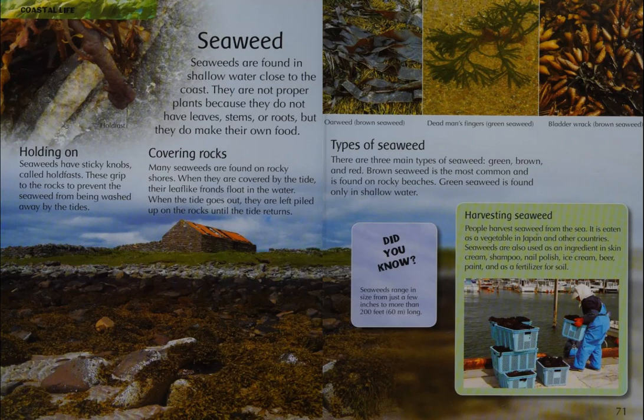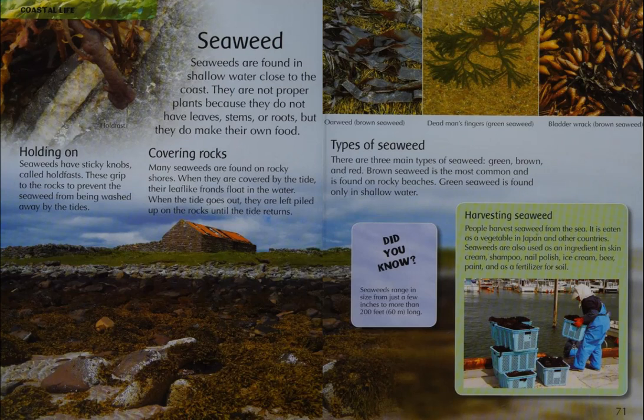Types of seaweed. There are 3 main types of seaweed: green, brown, and red. Brown seaweed is the most common and is found on rocky beaches. Green seaweed is found only in shallow water. Oarweed, brown seaweed. Dead man's fingers, green seaweed. Bladder wrack, brown seaweed.